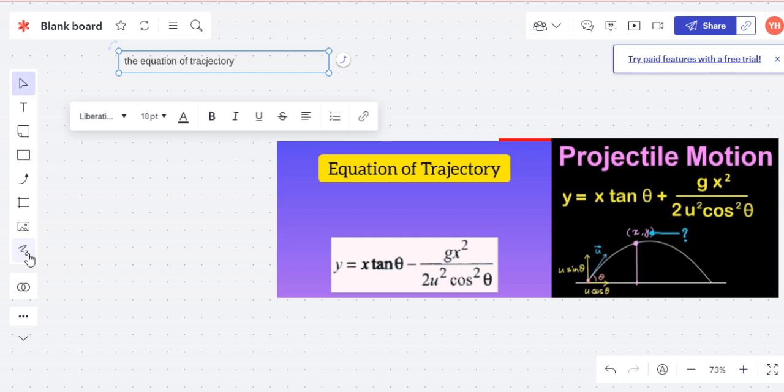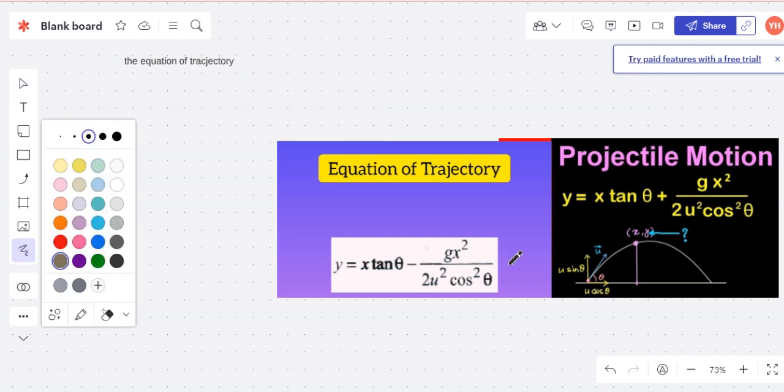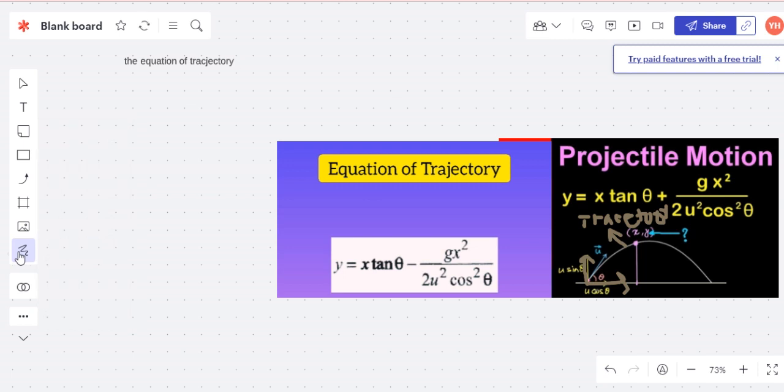What is meant by trajectory? Let me show you what trajectory is. As you can see here, this path is known as trajectory. Here I am writing: this path is known as trajectory. It shows the relationship between the x direction and y direction, as you can see here, u sin theta and u cos theta. So what is the equation of trajectory?